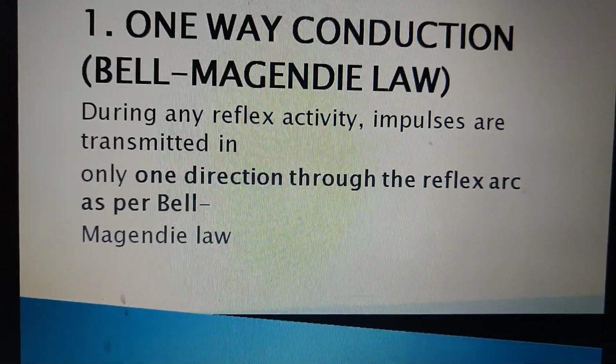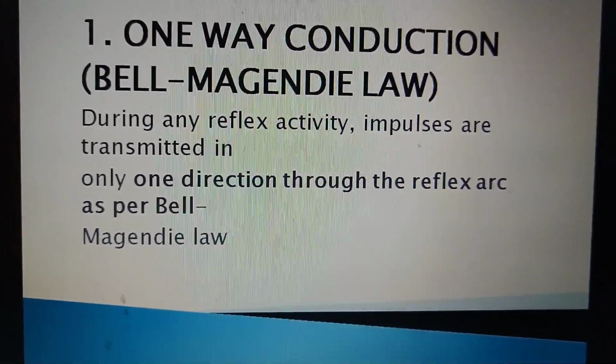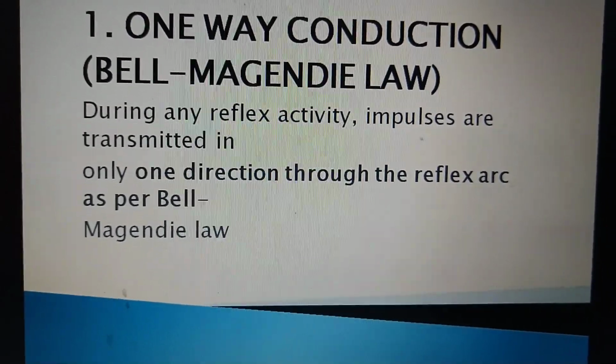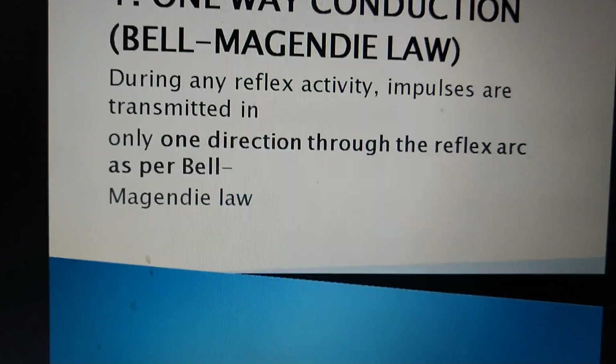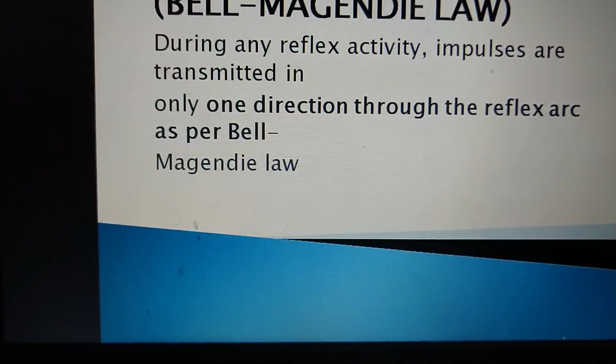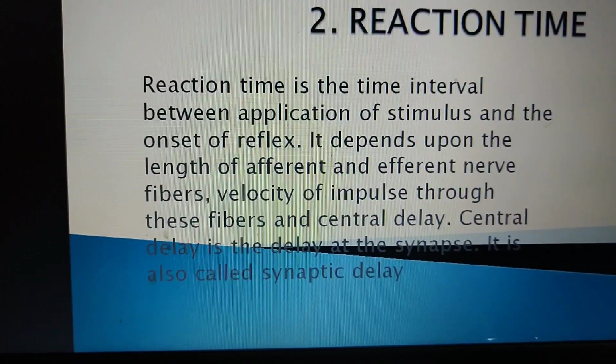According to this property, during any reflex activity, impulses are transmitted in only one direction through the reflex arc as per Bell-Magendie's law. So whenever there is a reflex, the impulses are transmitted in only one direction. This is called Bell-Magendie's law.